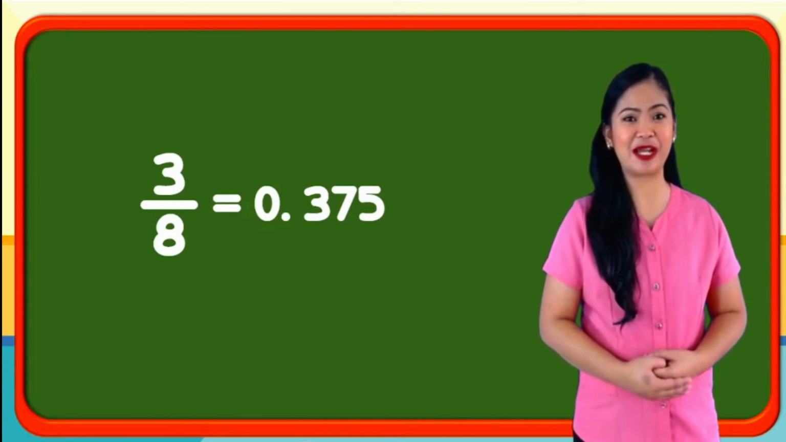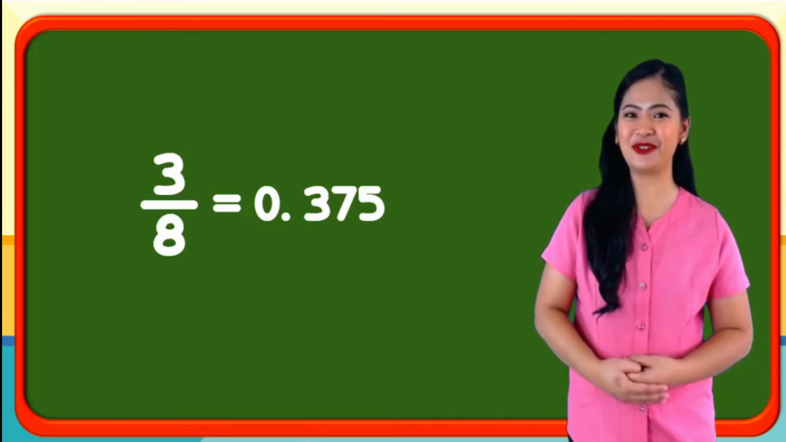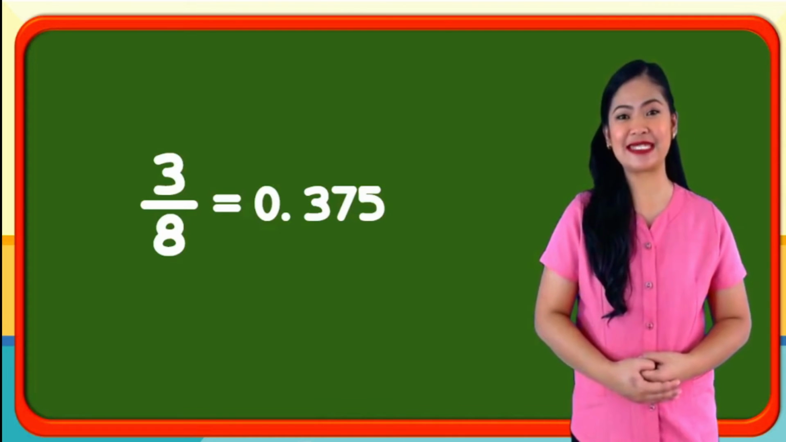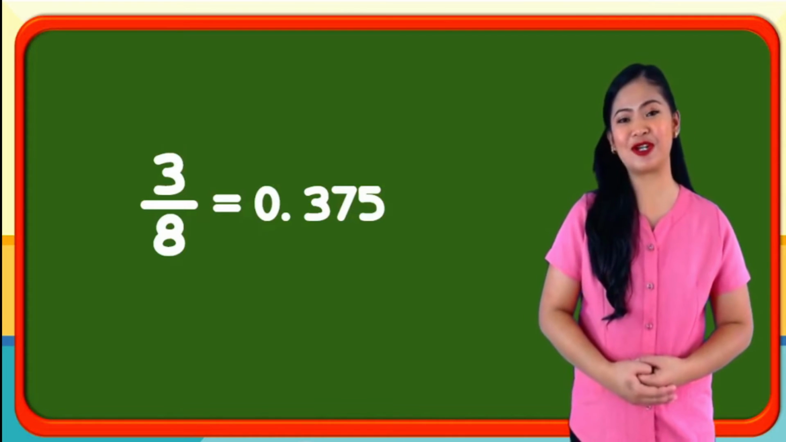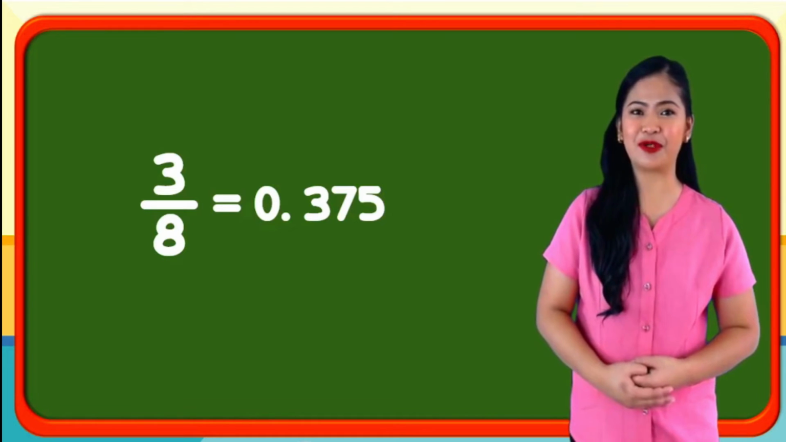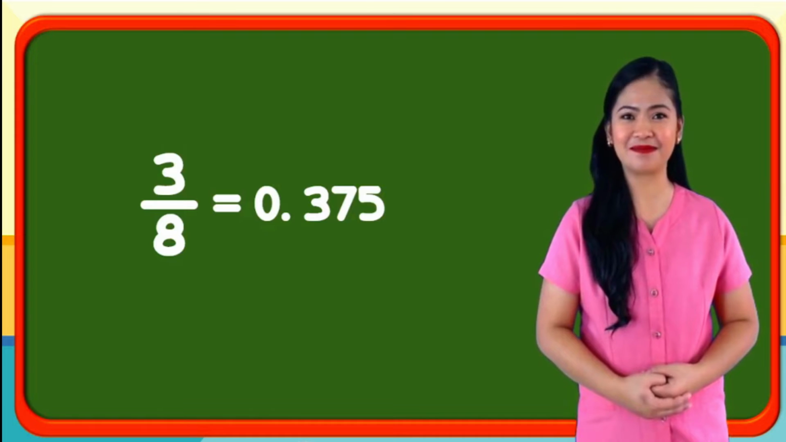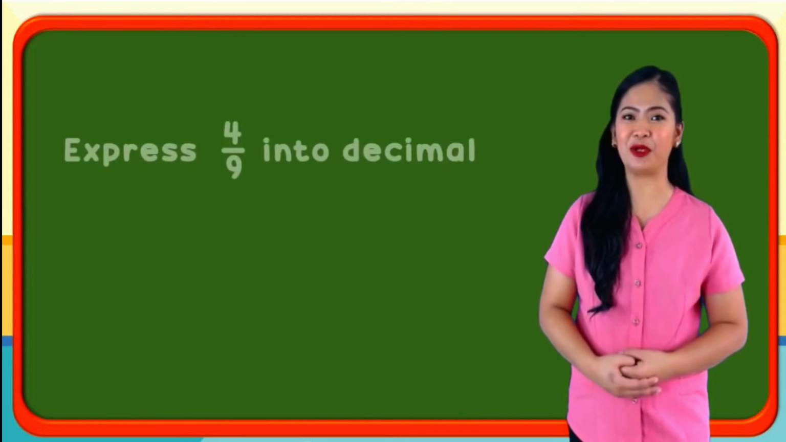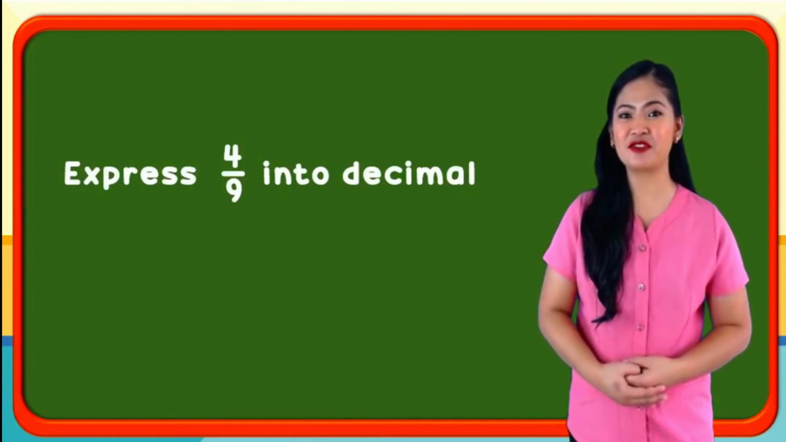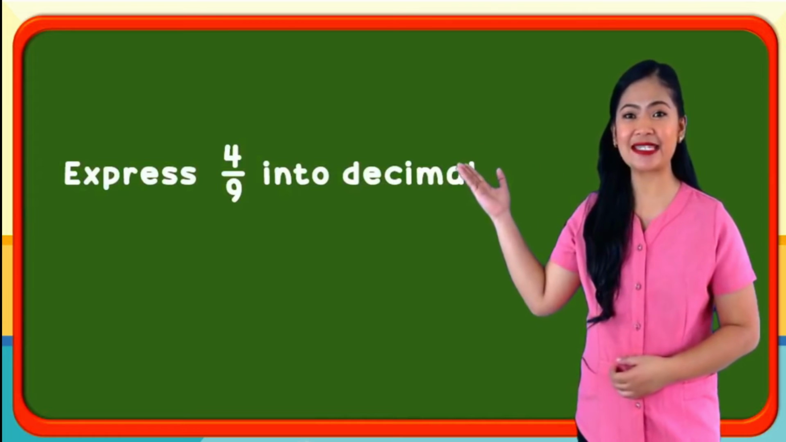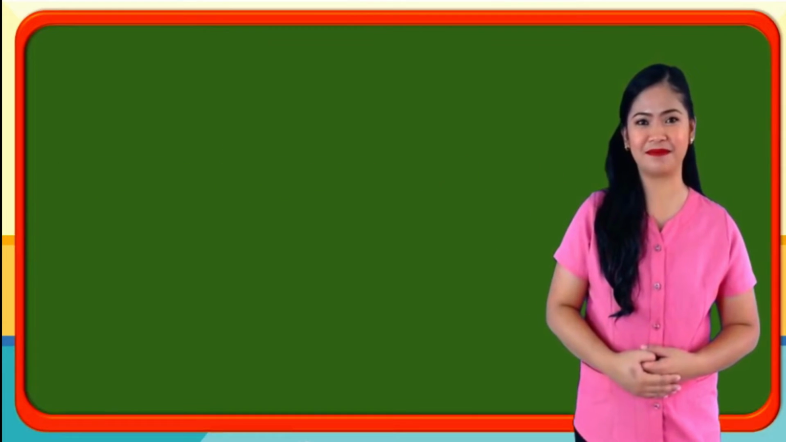Are you getting familiar with the process? Great! For the previous examples, all answers are exact with 0 remainder. What if it is not exact? Let us see this example. This time, let us try to express 4/9 into decimal form.